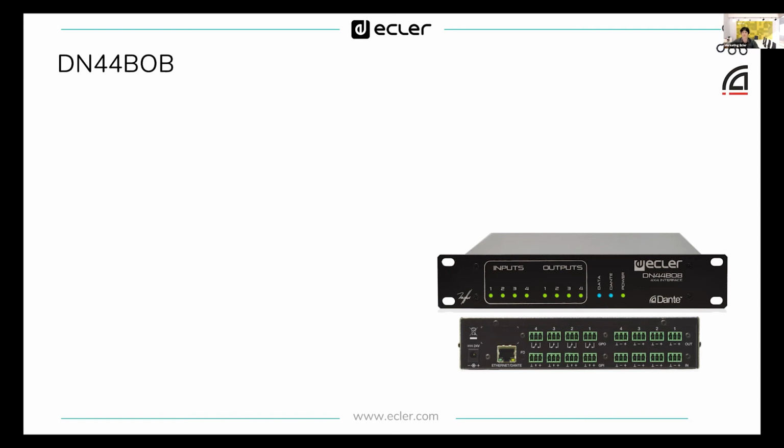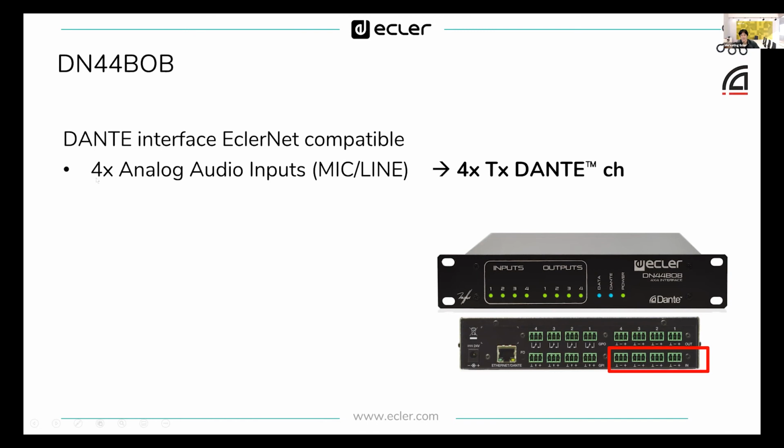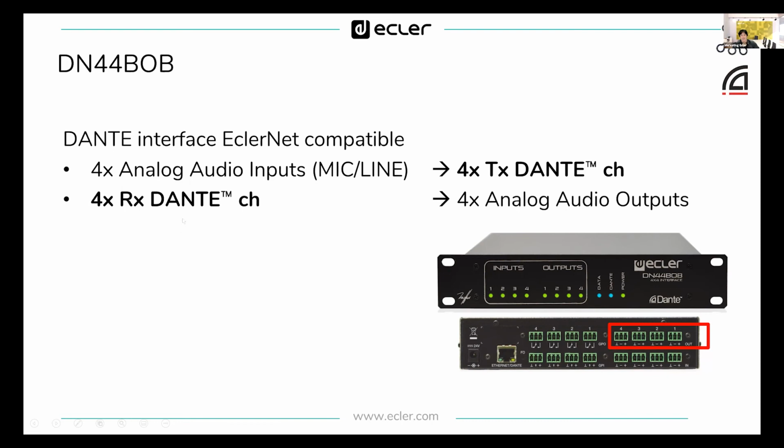DN44 Bob. Here at Ecler we call him Bob, just Bob. So if you hear me saying Bob, I'm referring to DN44 Bob. It's a Dante interface of 4 analog audio inputs, which are these ones, balanced inputs of course, which are transmitted into Dante, and 4 Dante receivers that we get in analog format to these outputs.